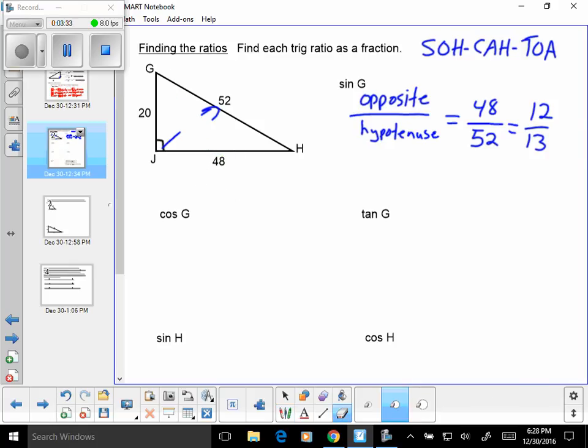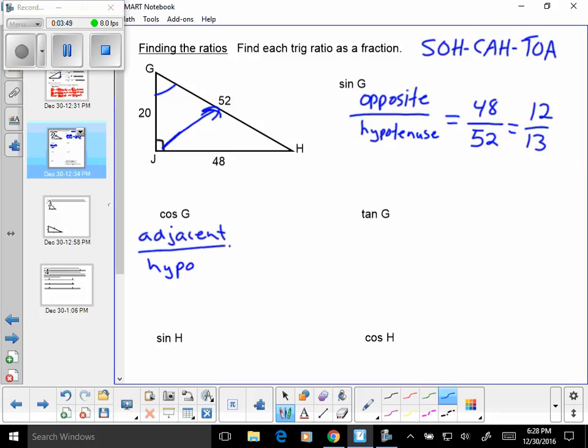Now, I'm still working with angle G, and this time I want to work with the cosine, CAH, so that means I need the adjacent over the hypotenuse. The adjacent is going to be right here. So that's 20 over the hypotenuse of 52. Again, I can divide both of those by 4, and I will get 5 over 13.